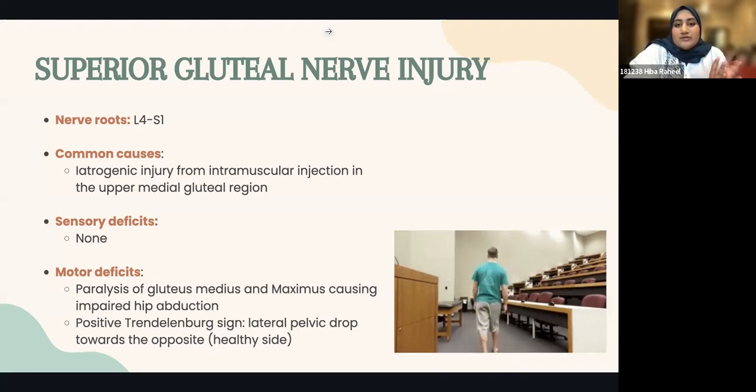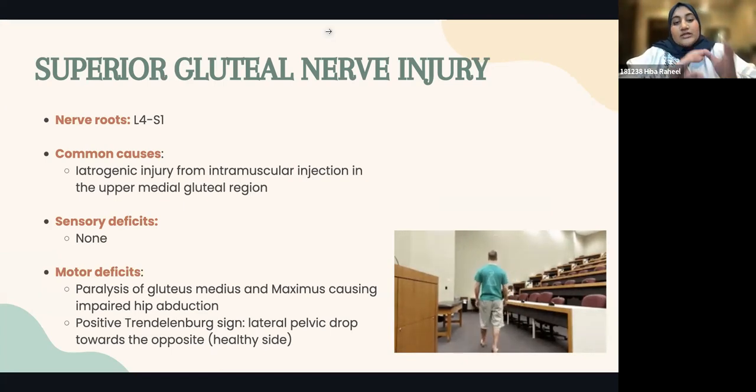There is no sensory supply from the superior gluteal nerve. It just mainly supplies the muscles, particularly gluteus medius and gluteus maximus, and that would cause impaired hip abduction. The patient would have a positive Trendelenburg sign. Now, what is a positive Trendelenburg sign? So usually any injury relating to the hip region, right? It usually causes changes in gait, changes in the way a person walks.